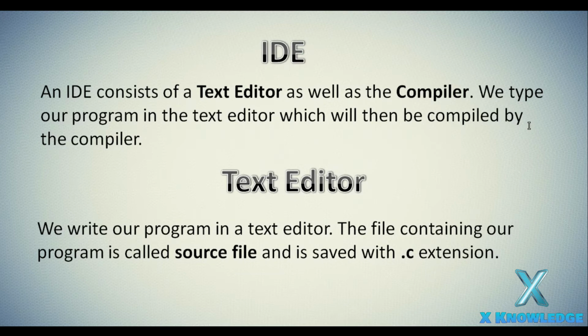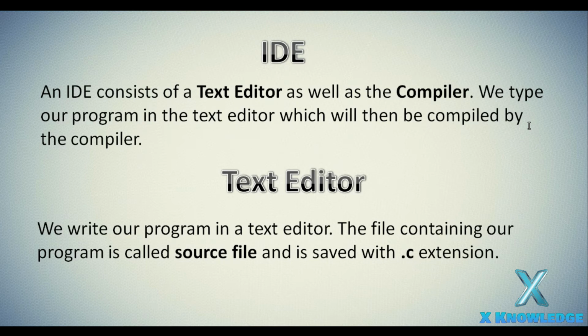Alright, the next thing we will be discussing is the IDE. An IDE is the combination of a text editor and a compiler. We write our program in the text editor, and it gets compiled with the help of the compiler which is available in the IDE itself. So I think the difference between compiler, IDE and text editor is clear, and this is what I wanted to discuss in this video. Once again, the text editor is the place where we write down our program. The compiler translates our source file into machine level language so that the computer can understand it, and the IDE is the combination of both the compiler as well as the text editor.